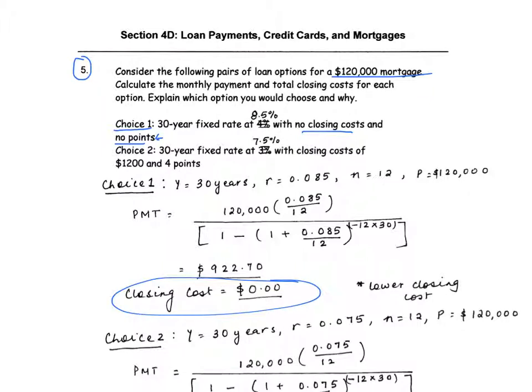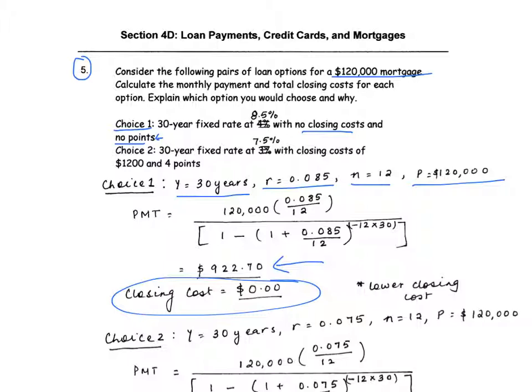Now let's look at the payments that we need to make monthly. So it's a 30-year loan at the rate of 8.5%. Monthly payments, so n equals 12, and the amount we borrow is $120,000. Our monthly payments will come up to $922.70.